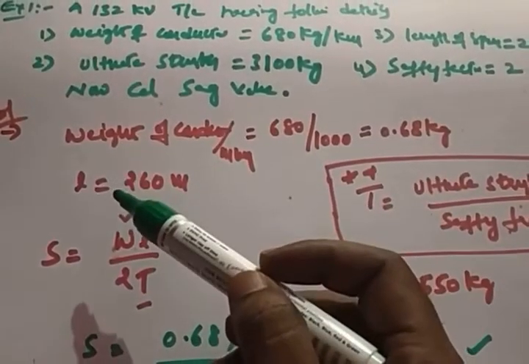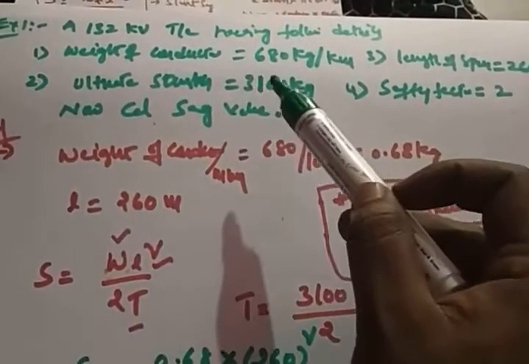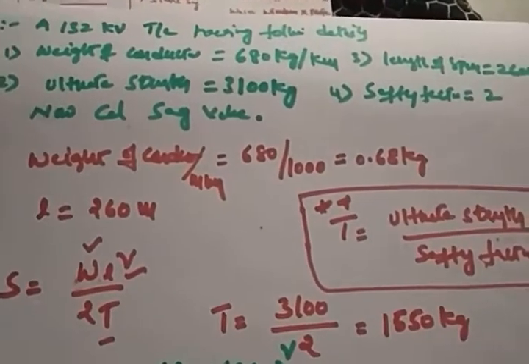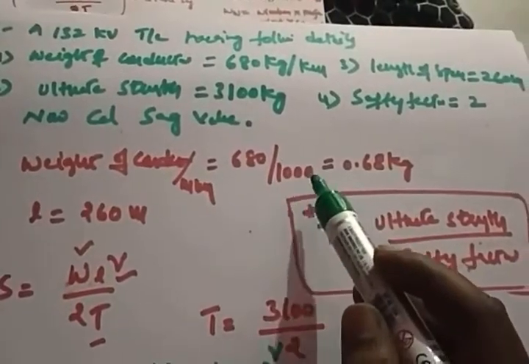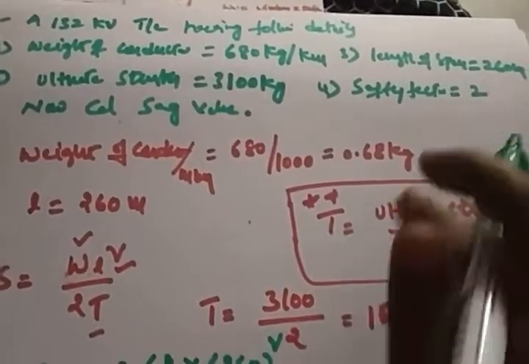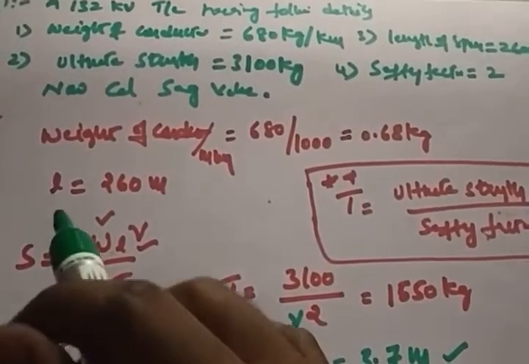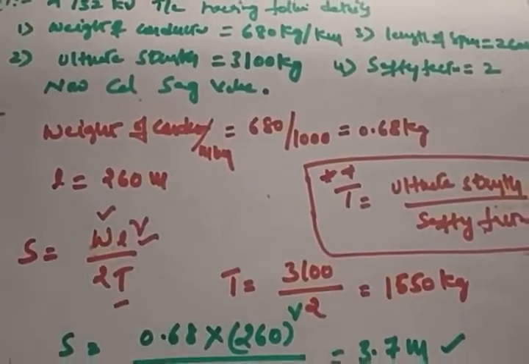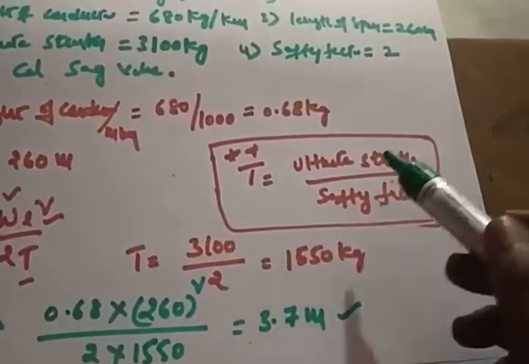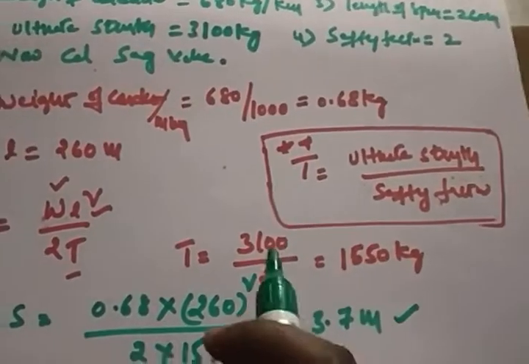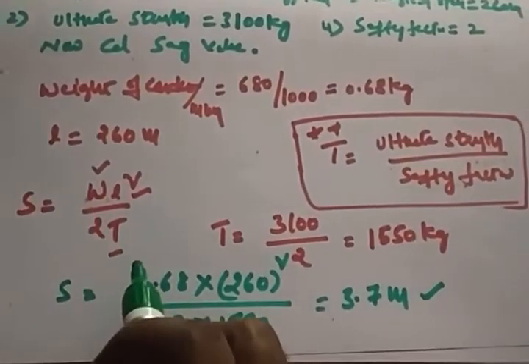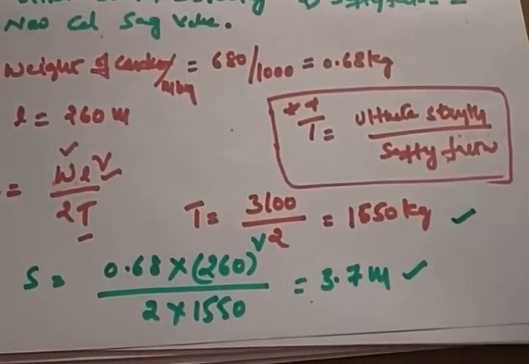So weight of the conductor per unit length is 680 kg per kilometer length. But you have to take per unit, that means 1 meter length, 680 by 1000. You will get the 0.68 value. So L value means what is the span? 260. How can you calculate the tension? Ultimate strength by safety factor. If you apply it directly, you will get the tension. So what is the tension value? WL square by 2T. You got the tension value 1550.